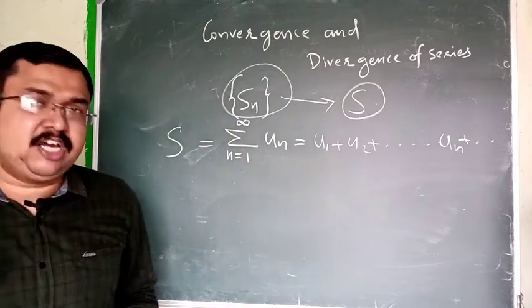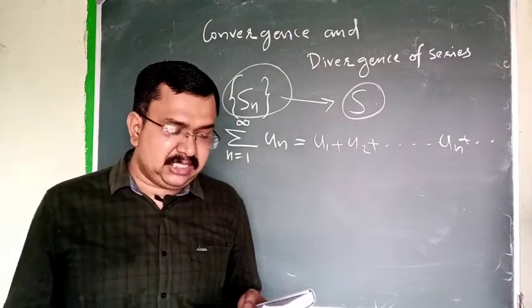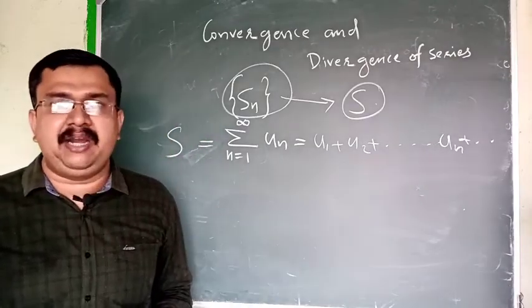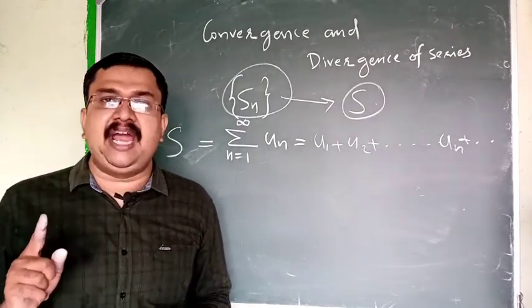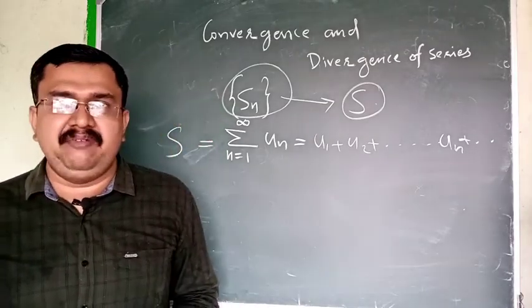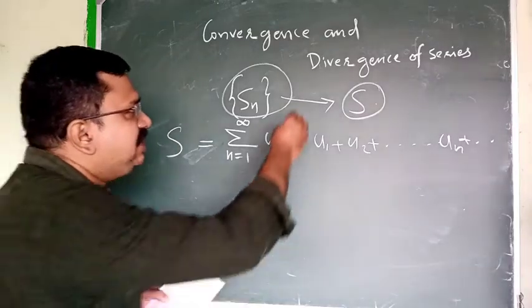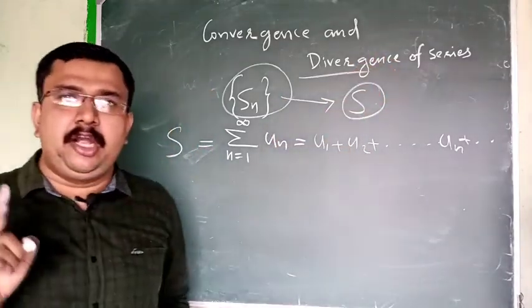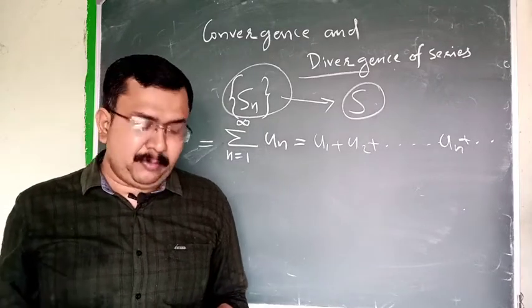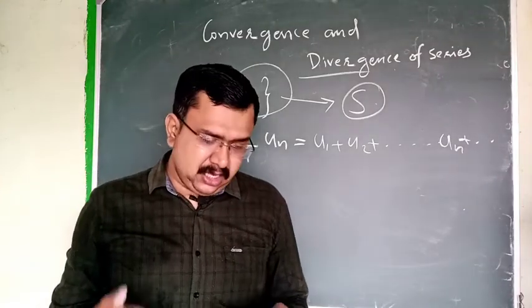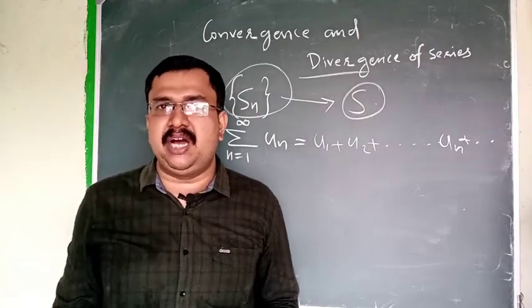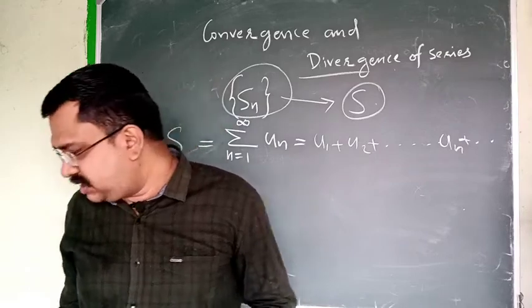Okay, if the sequence of partial sums diverges, then the series is said to be divergent. Remember that, very very important: a divergent series has no sum. Okay, now we can check some examples based on convergence and divergence of a series.